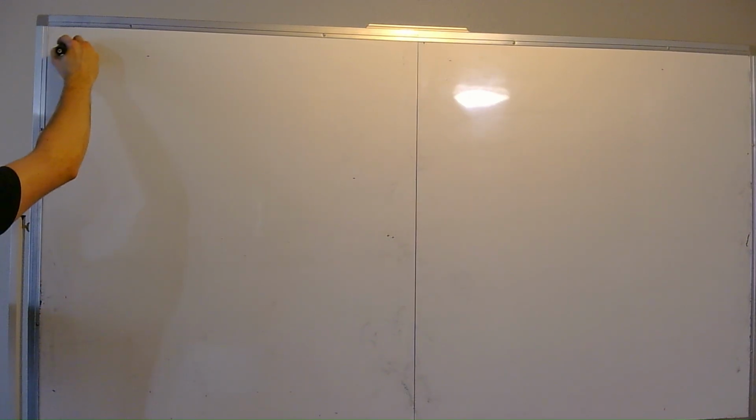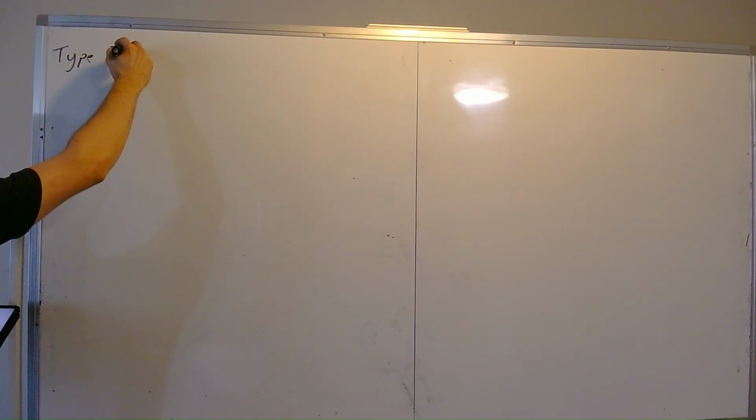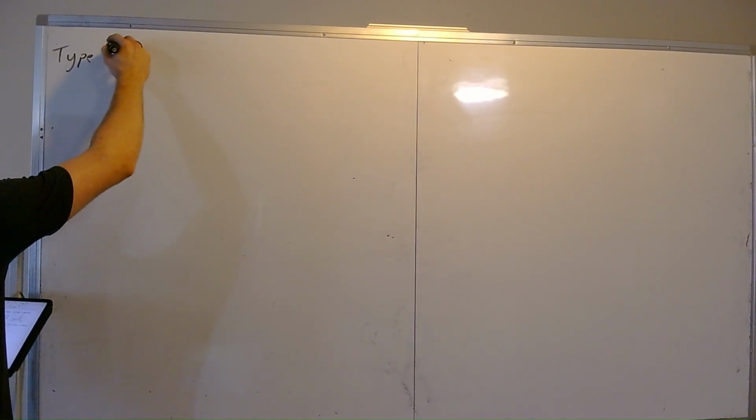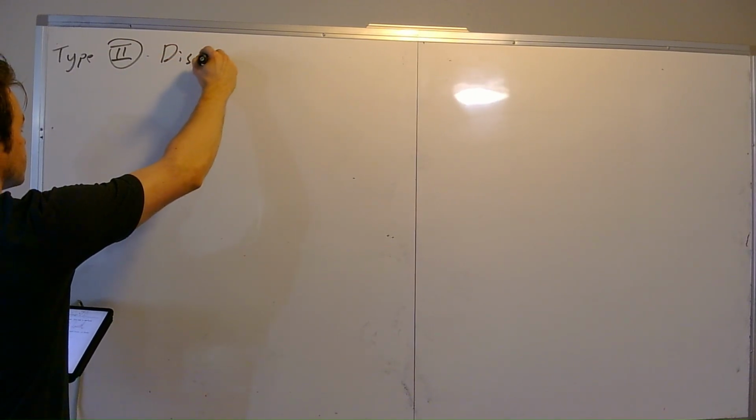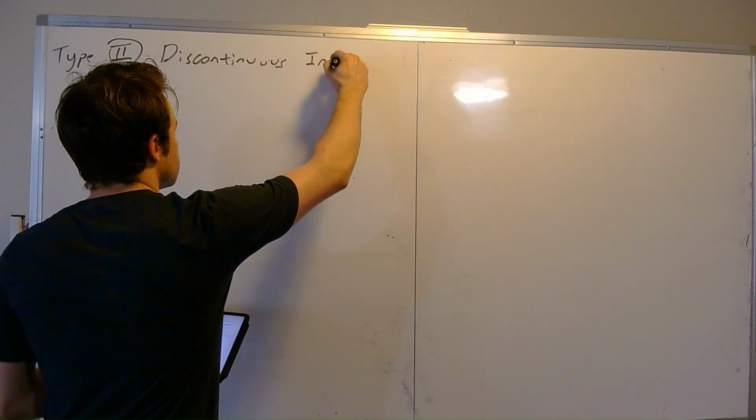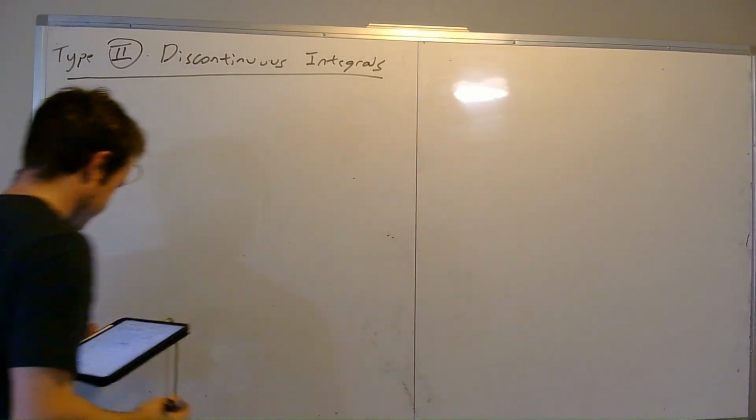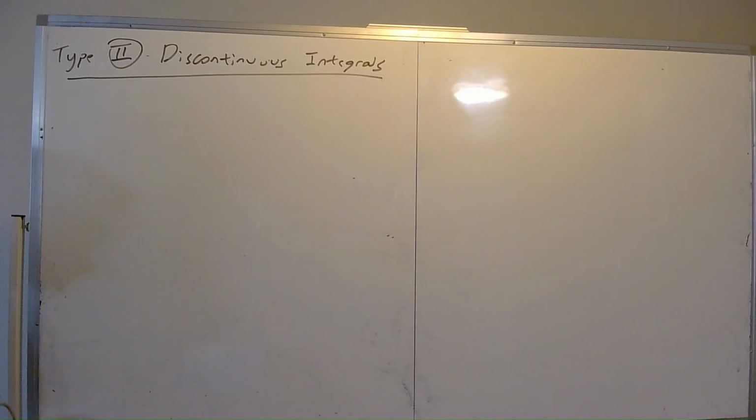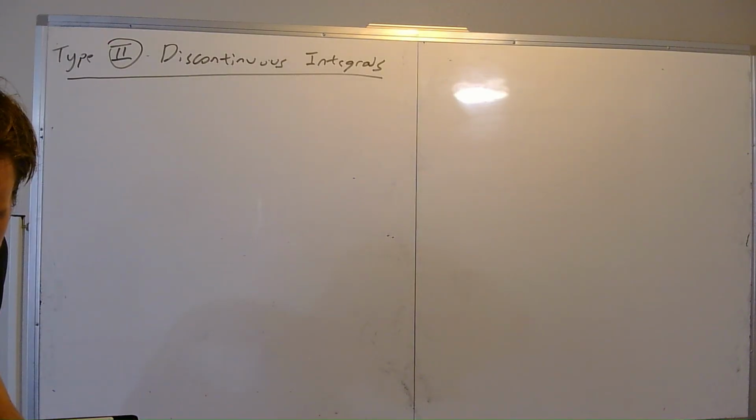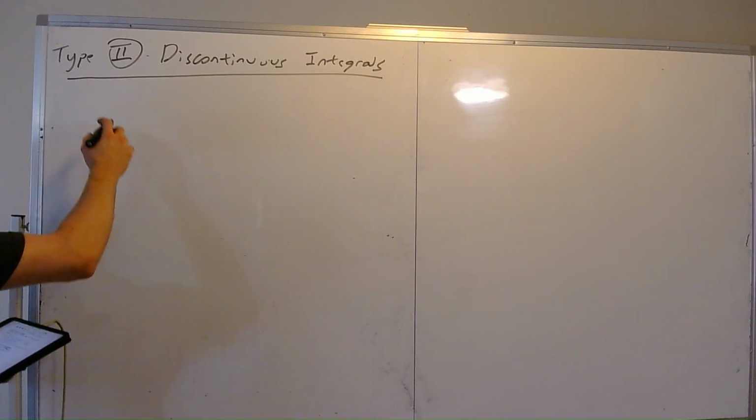So we talked about improper integrals of type 1. Now we're going to talk about improper integrals of type 2, which is going to be discontinuous integrals. Right, so the second type of improper integral is the discontinuous integral.